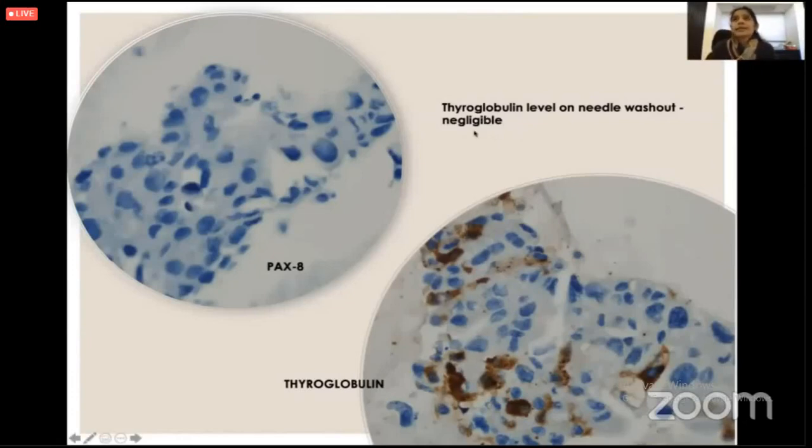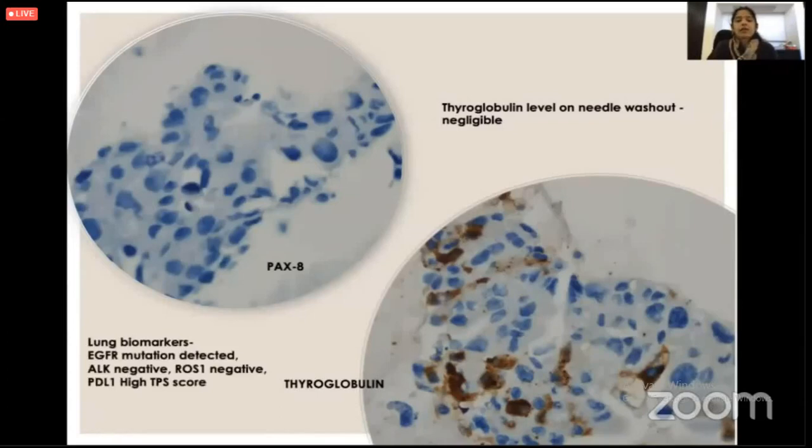So with all these things, PAX8 negative, napsin and TTF1 positive, and no thyroglobulin level, we flagged that it would be a lung metastasis to a thyroid. Because the patient came more with the neck swelling and enlargement and was not screened, she was later subjected to a lung screen. And yes, there were lung nodules, and lung biomarkers were done in this because it was already stage 4 disease. So they were looking for biomarkers.